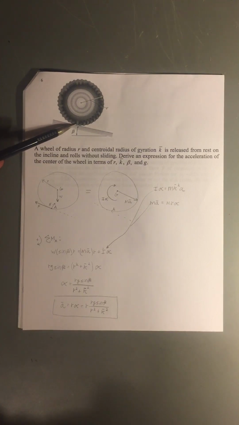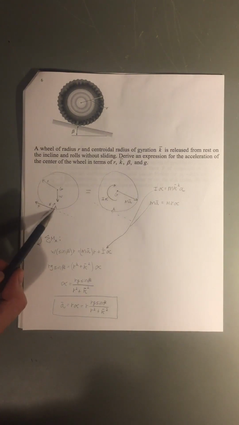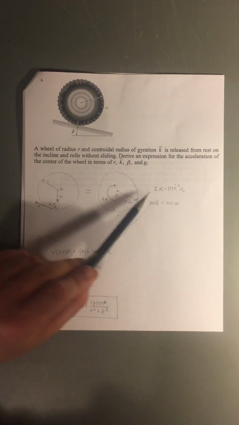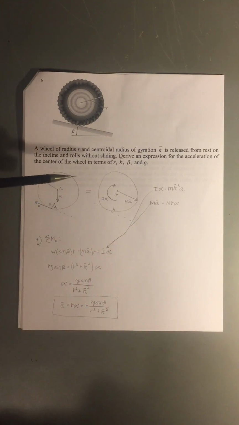So we have this point of contact here. It's going to have a friction force and a normal force, and I labeled that point A. And then we have our weight pulling us down at the center of mass G, and that has to equal our kinetic diagram.